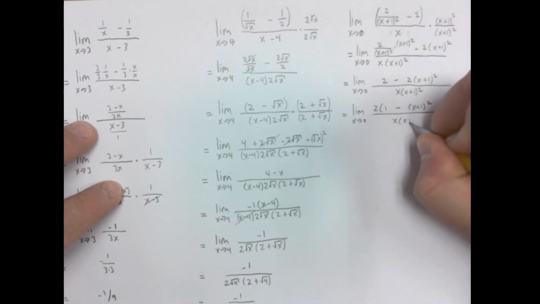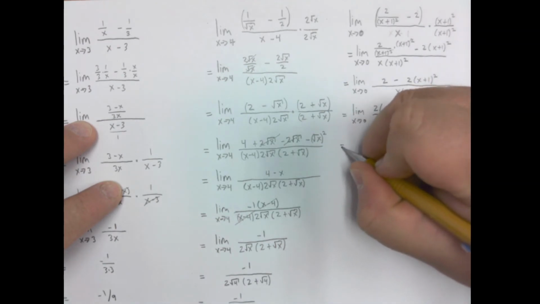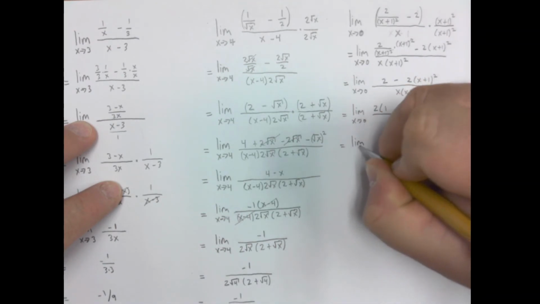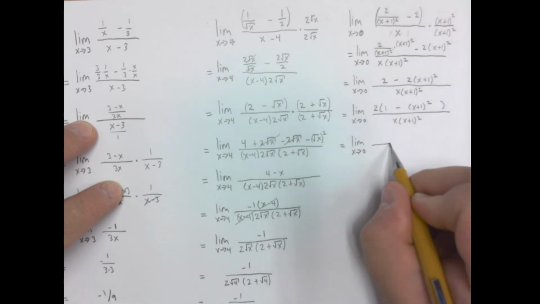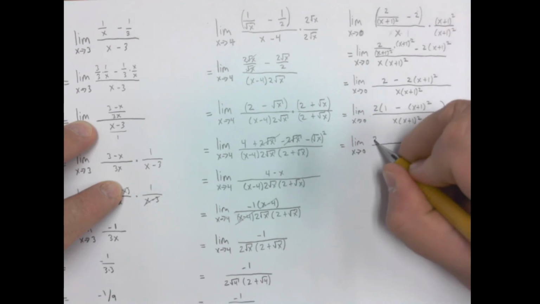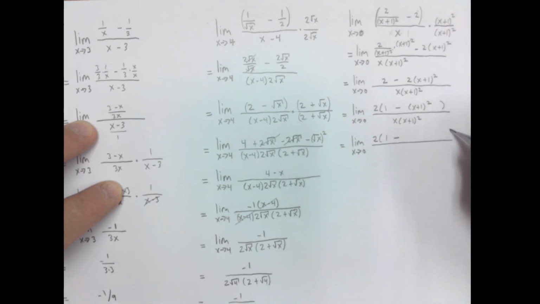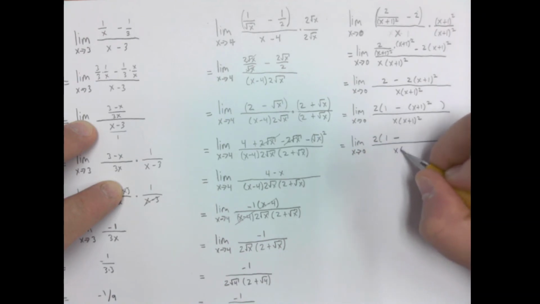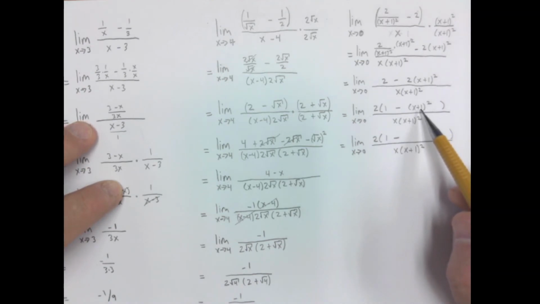x plus 1 squared on the denominator equals a limit as x goes to 0. Now we have a 2 times 1 minus something. Now, here's again where you have to be careful with your algebra. I'm going to say that over and over. You're going to be so sick of hearing that. But you have to be careful here.